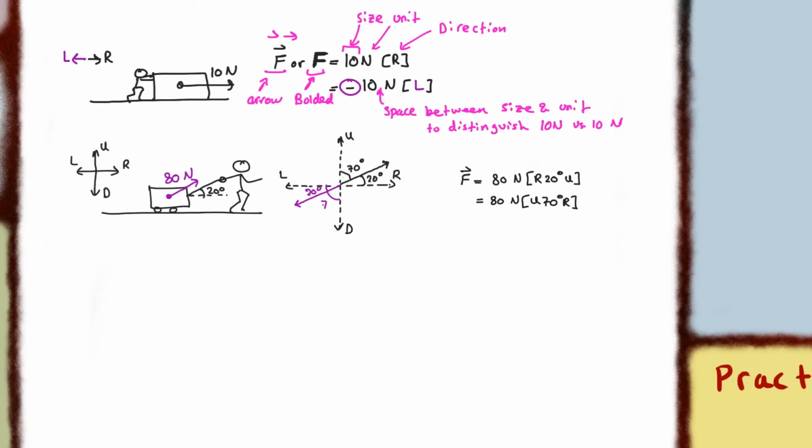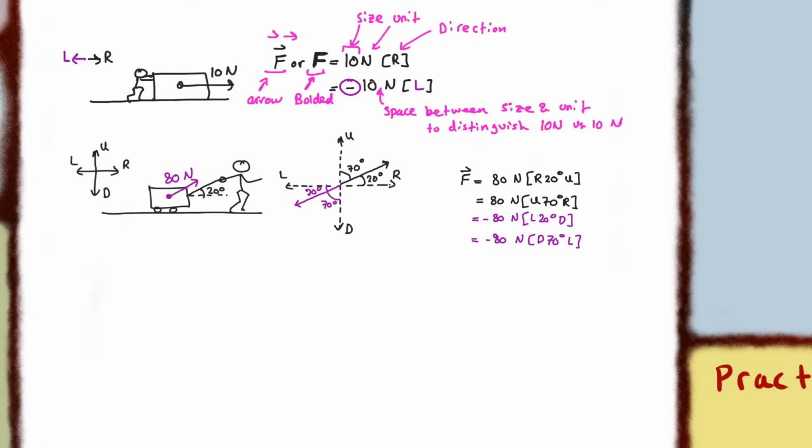We can alternatively write this in a different way by drawing the arrow in the opposite direction and using a negative direction. And this can be negative 80 newtons starting in the left direction, turning 20 degrees towards the down direction, or negative 80 newtons starting in the down direction and then moving 70 degrees towards the left direction. Now this is a convenient way of writing a vector because it gives all the information to us.